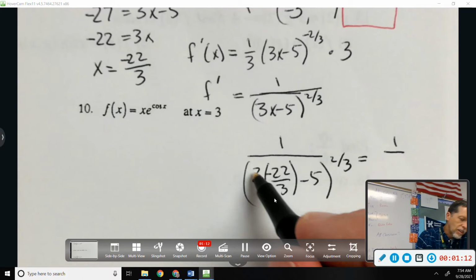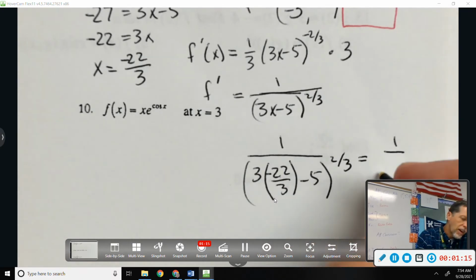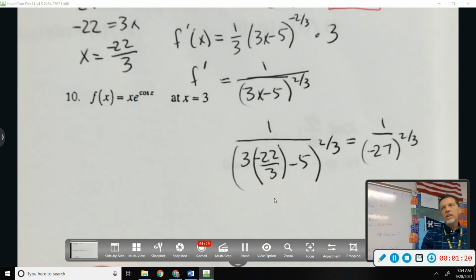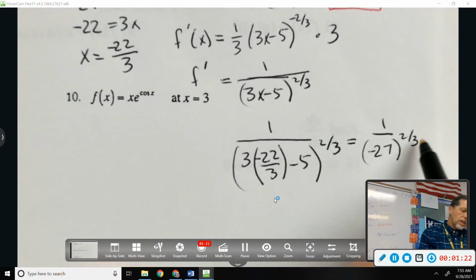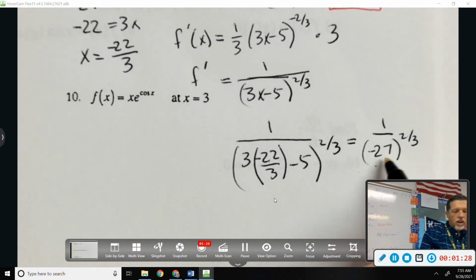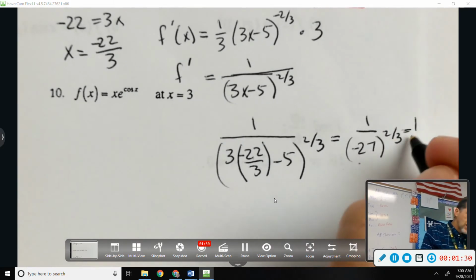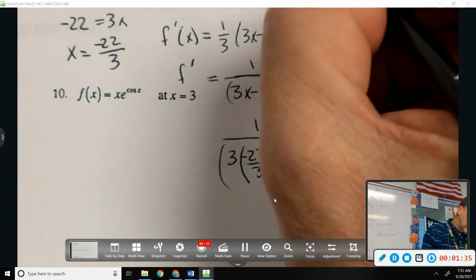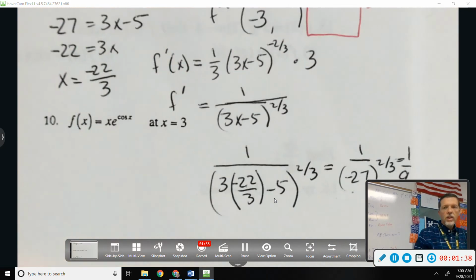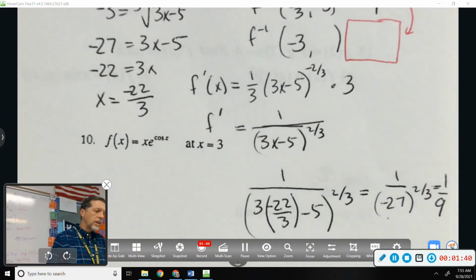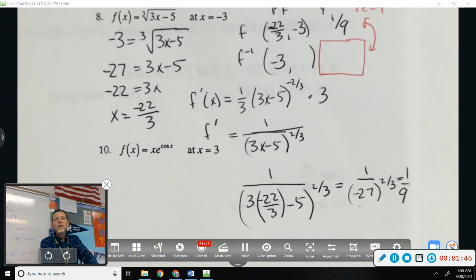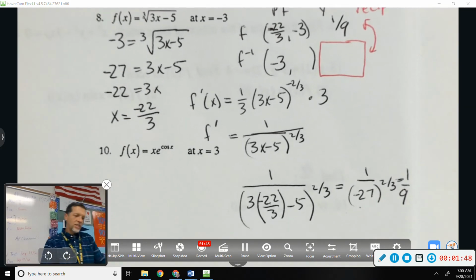So let's see. The 3's cancel. Negative 22 minus 5 is negative 27 to the 2/3. Okay, that's going to work, because the cube root of 27 is 3, or negative 3, and then I square it and I get 9. So 1/9. 1/9 is the derivative of the original at negative 22/3. So what's the answer to this question? 1/9.